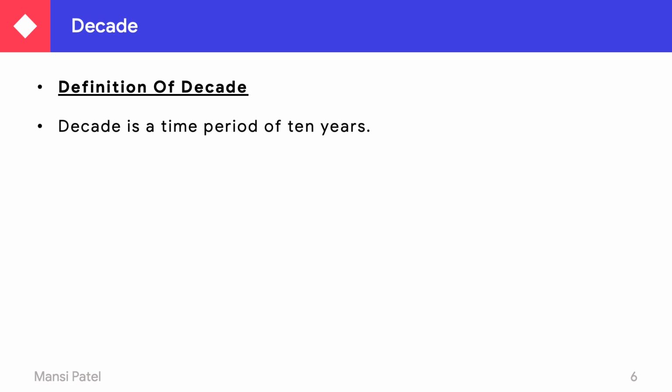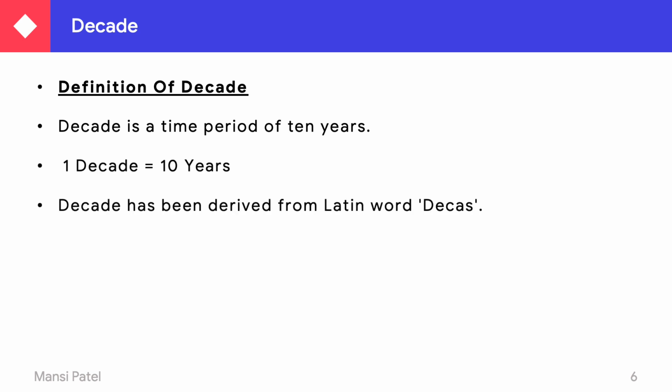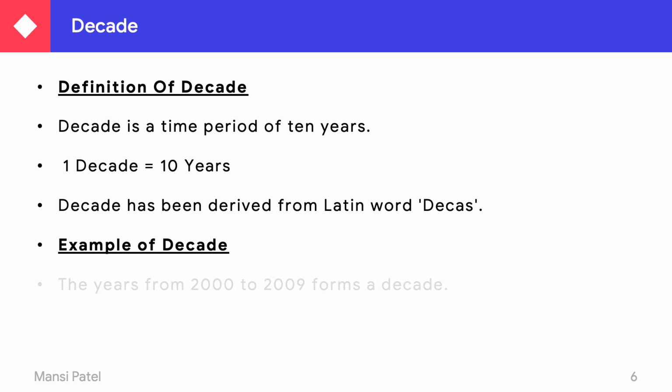Now let us see what is the meaning of decade. A decade is a time period of 10 years. So we can say that one decade is equal to 10 years. The word decade has been derived from the Latin word decades. As we know already, the period of 10 years is known as a decade. So let us see an example of decades.